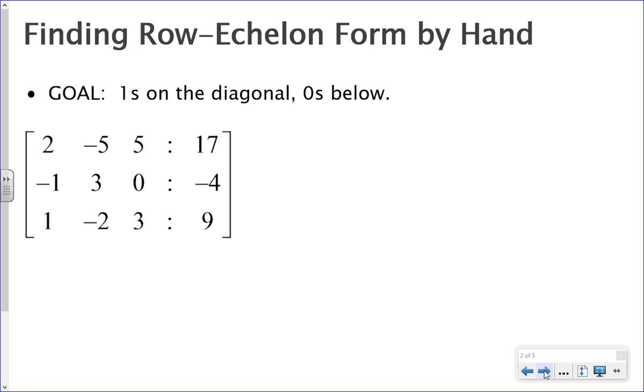Okay? Now, let's recall from yesterday, what are we allowed to do? We are allowed to switch rows. We are allowed to multiply a row by a constant. And we are allowed to add a multiple of a row to another row. Okay? And that's what you practiced in your homework last night. Okay? So go ahead and just take a look. We need to get this into row echelon form.